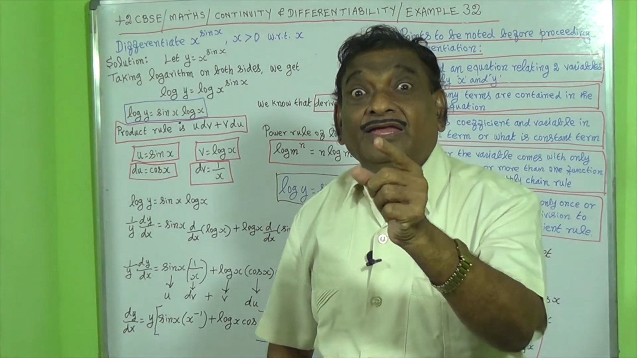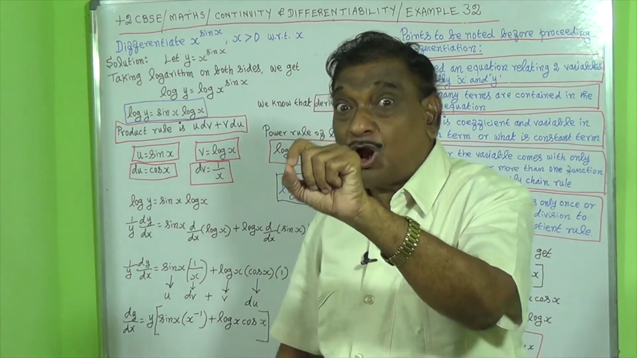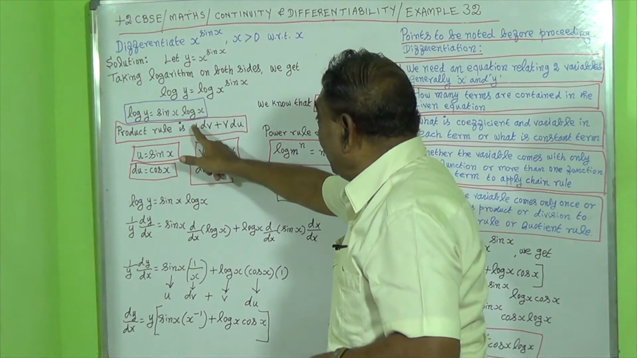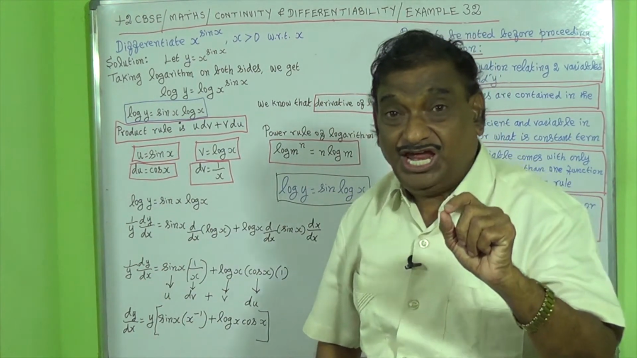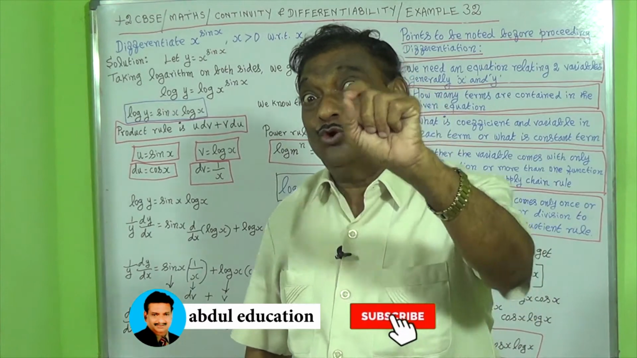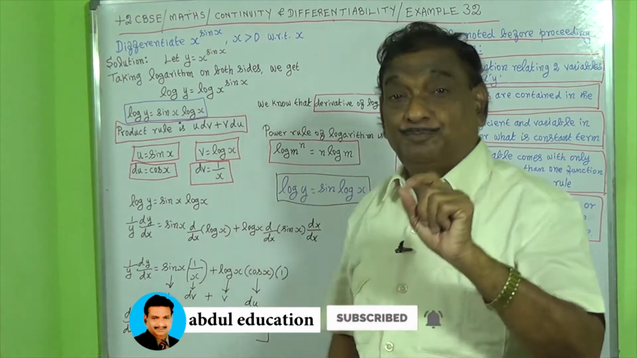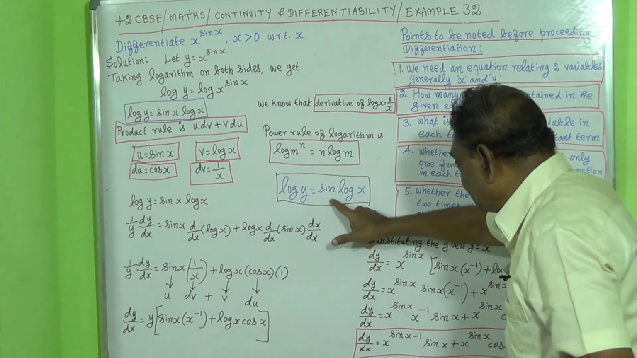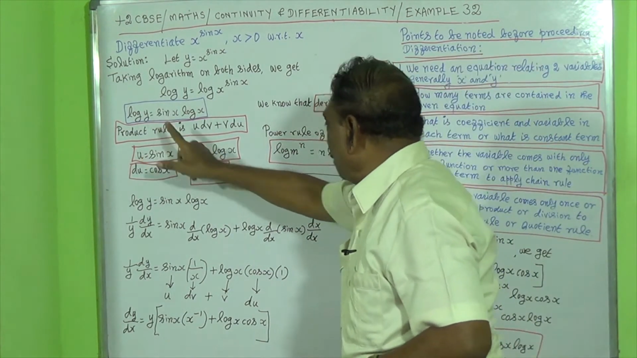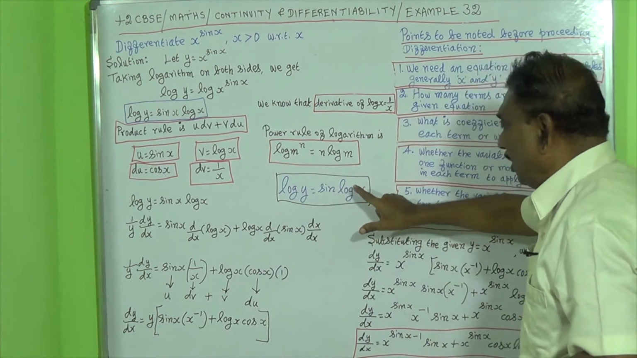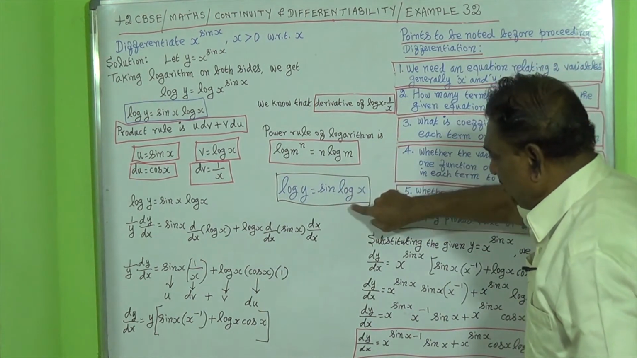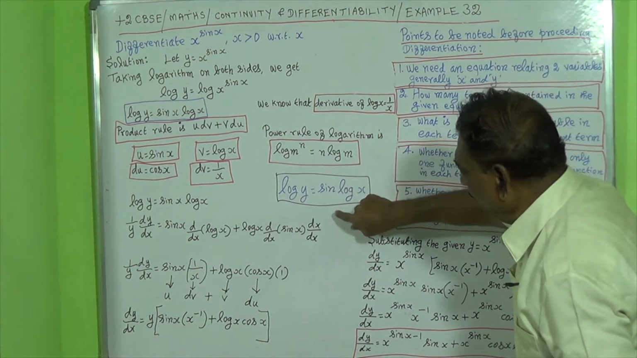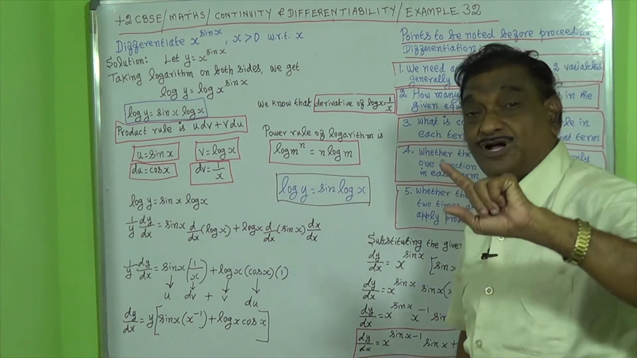Moreover, it has come as a product, so we have to differentiate as per the product rule. Suppose if the function is like this, that is log y equal to sine of log x, we can differentiate as per the chain rule. That is as per the function of function.